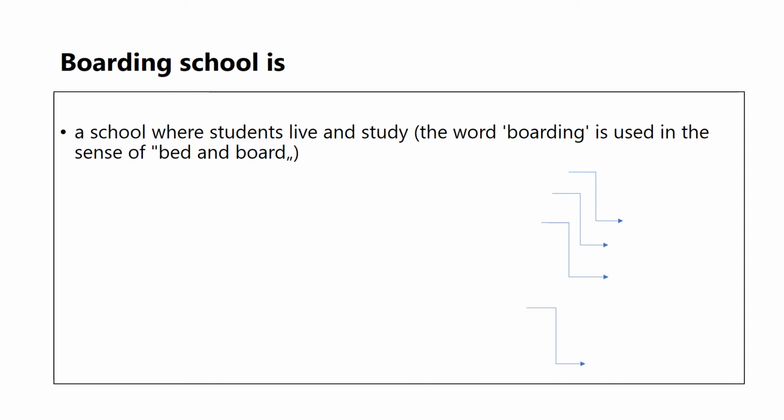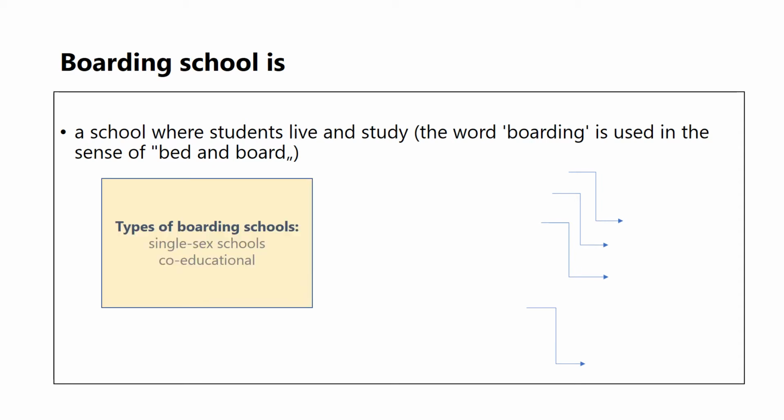A boarding school is a school where students live and study. The word boarding is used in the sense of bed and board. There are many different types of boarding schools in the UK. Some are single-sex schools, while others are co-educational. Single-sex boarding schools are either for boys or girls. Co-educational schools have both female and male students.